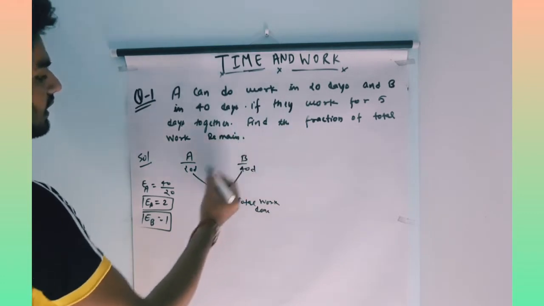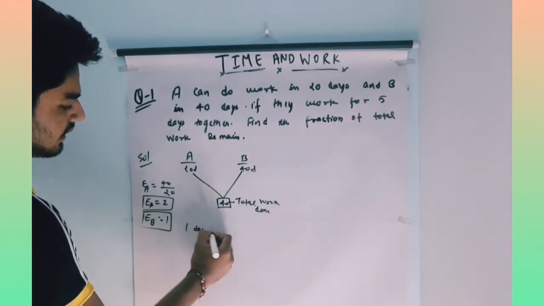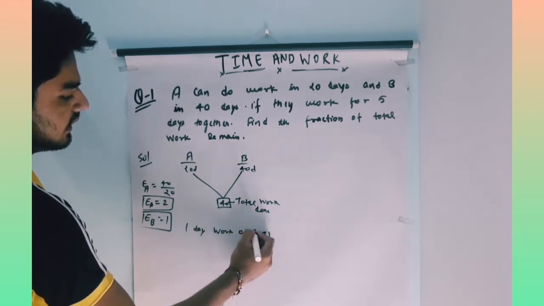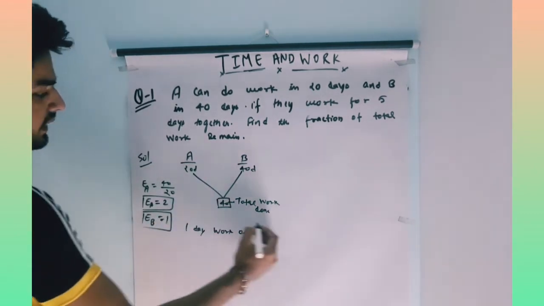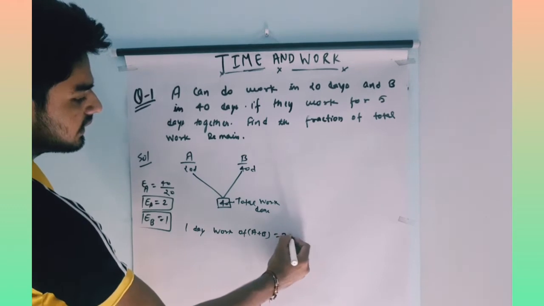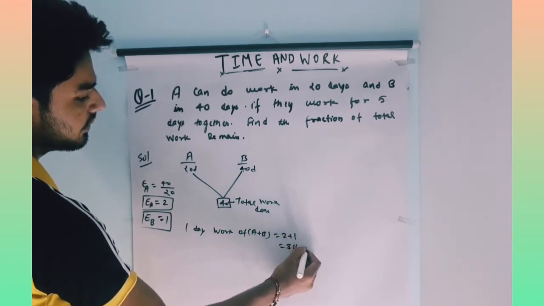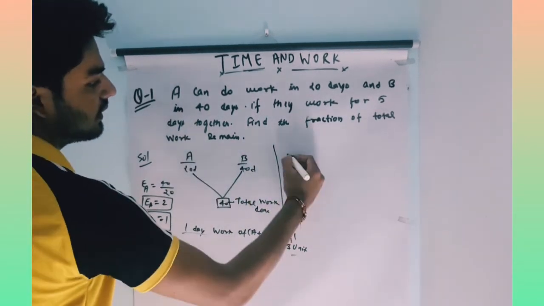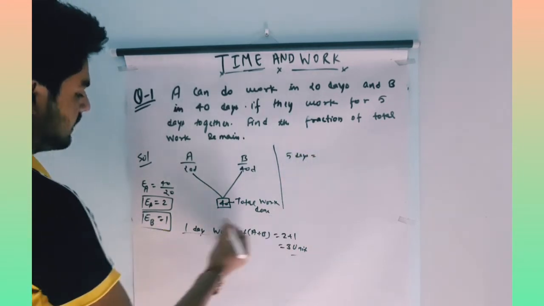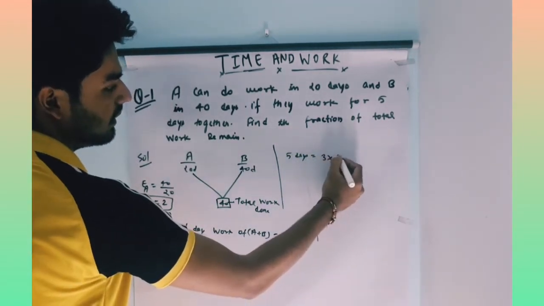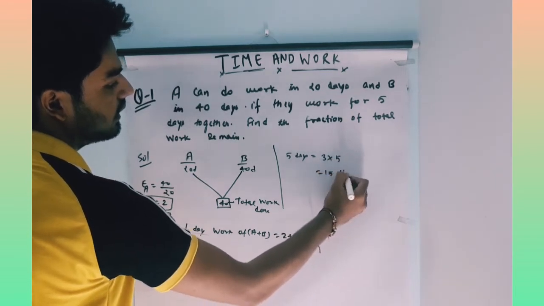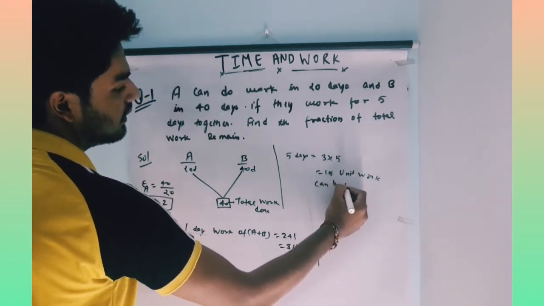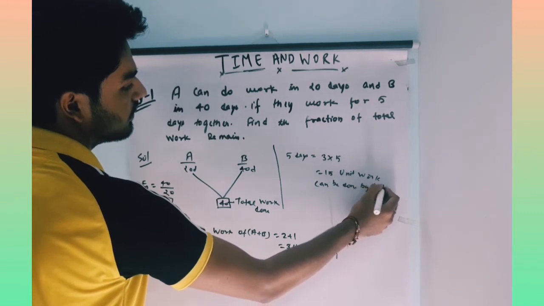Now if they work for 5 days together, the one day work of A plus B, the efficiency, is the per day work. So in one day both together do 2 plus 1, 3 unit work. Now if they work for 5 days, they can do 3 multiplied by 5, so 15 unit work can be done by both A plus B.